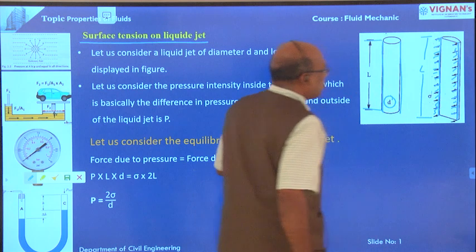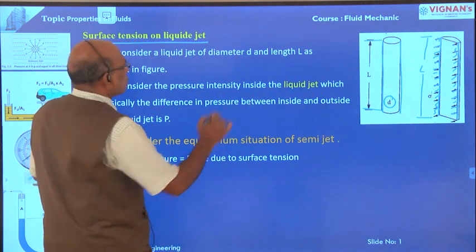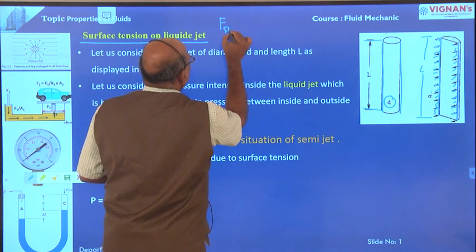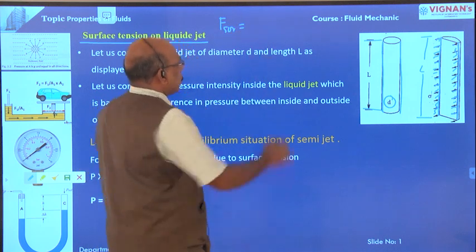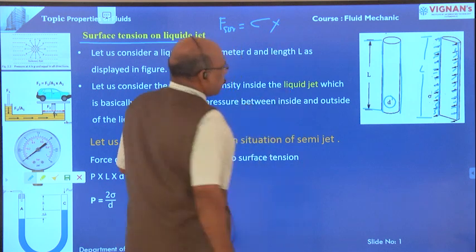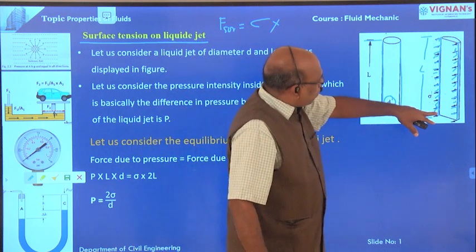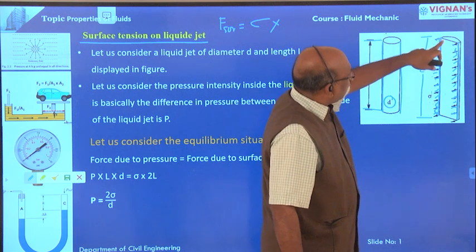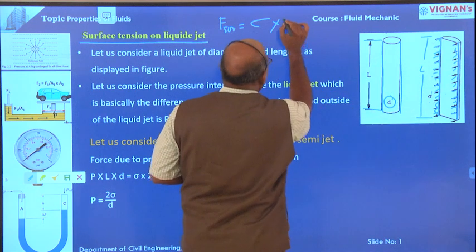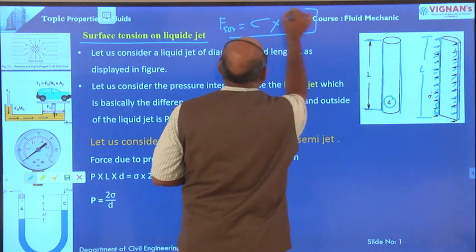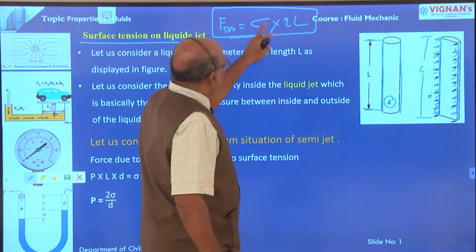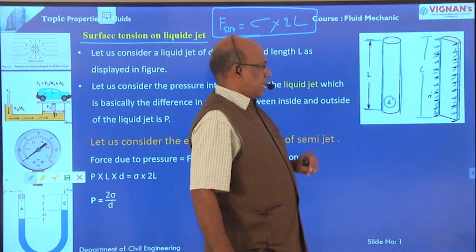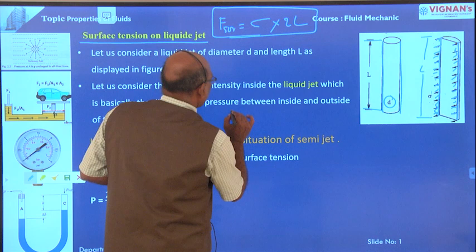Therefore, first we are going to determine the surface tension force. Surface tension force is equal to surface tension into, earlier case we have taken pi d, here we are going to take L into 2 times, that is equal to 2L is the surface tension force. Sigma into 2L is the surface tension force in case of liquid jet. Then another force is pressure force.